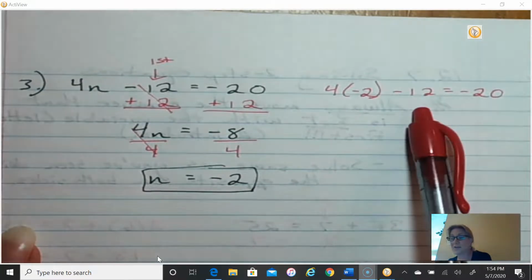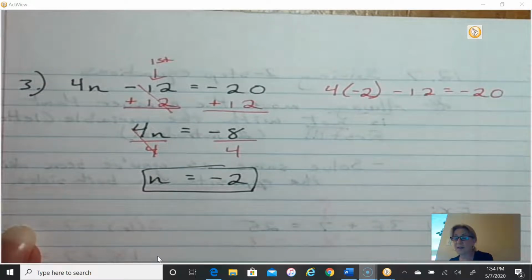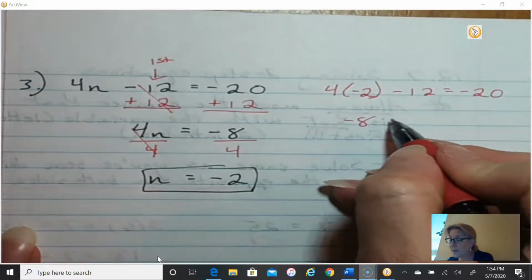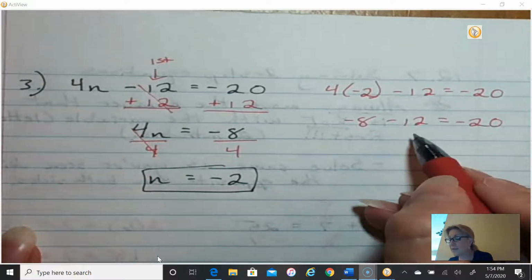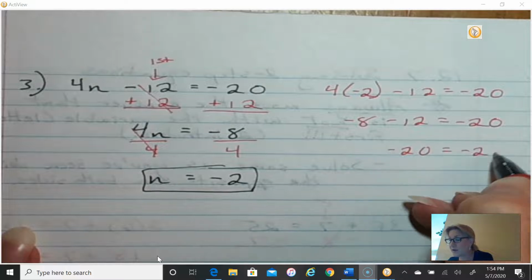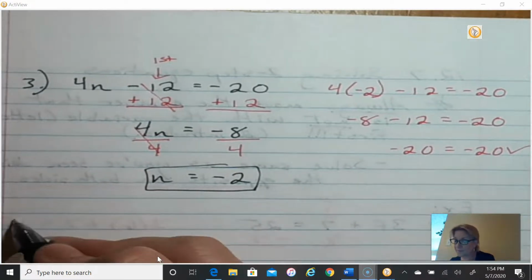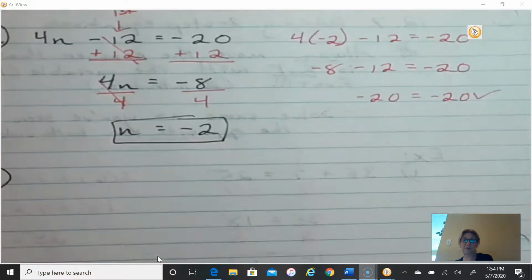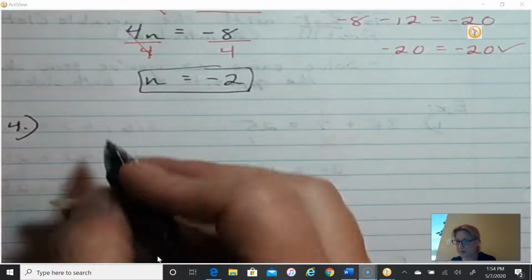We have multiplication and subtraction. We have to do the multiplication first. So 4 times -2 is going to be -8. And I'm rewriting my problem. And -8 and -12 is -20. So they do check. All right, let's move on. That's the last one I'm going to check for you. Okay, you know what I'm doing, and you can do that yourself.